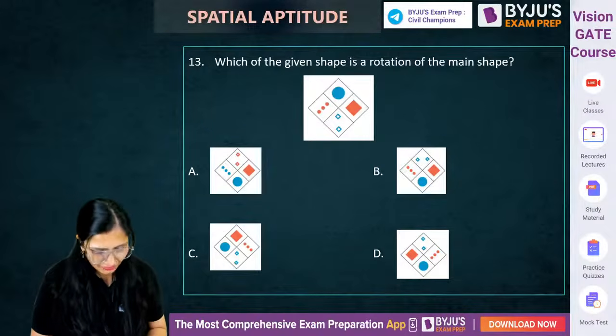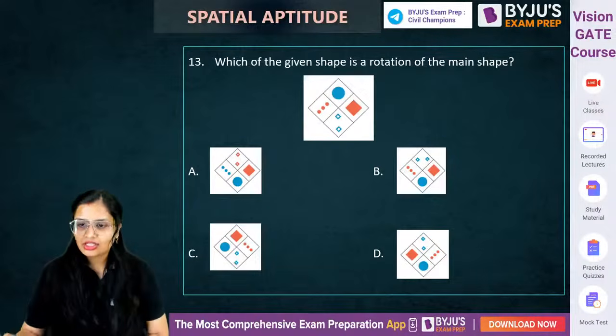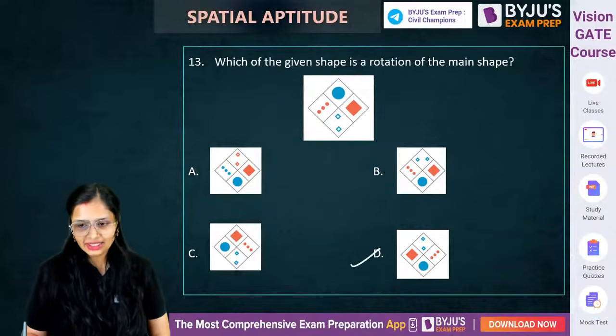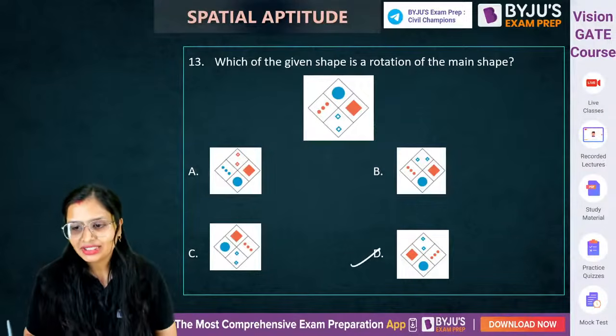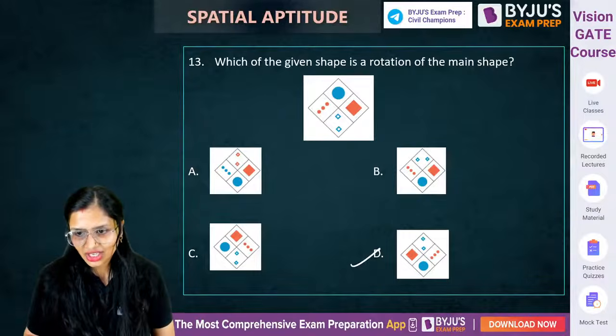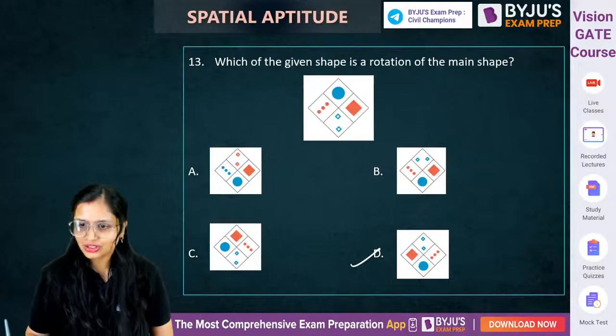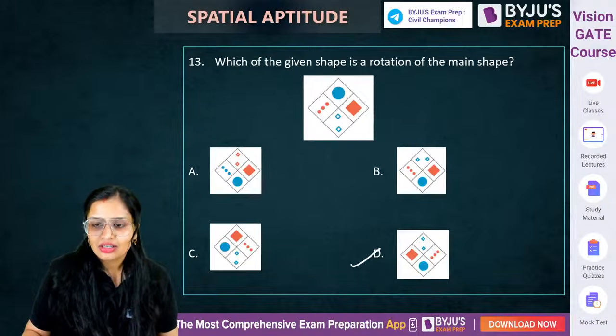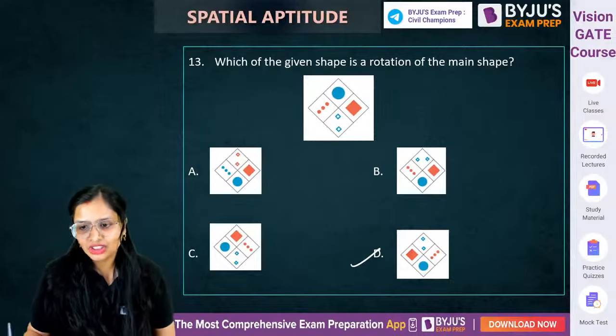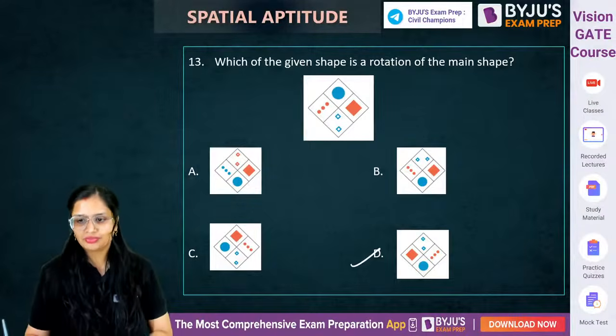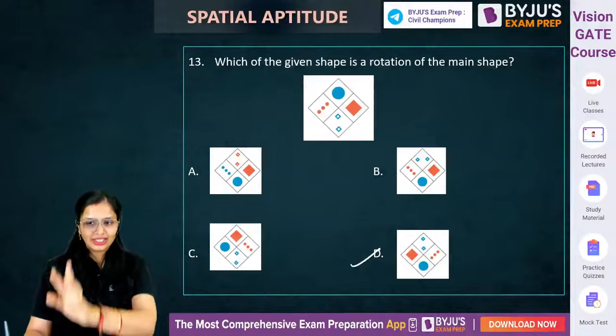Who told? Raghavendra. Okay. So Raghavendra told D is the correct answer. Let's check it out. See, this star and circle are opposite. Great. This rhombus or diamond shape is opposite to the dotted. Correct. Okay. First thing we have got is that yes, they are in opposite directions.